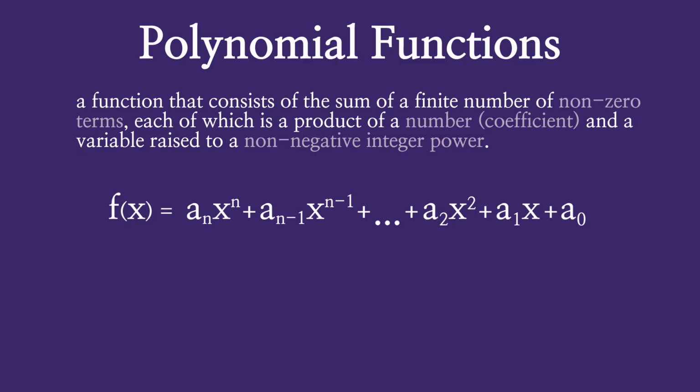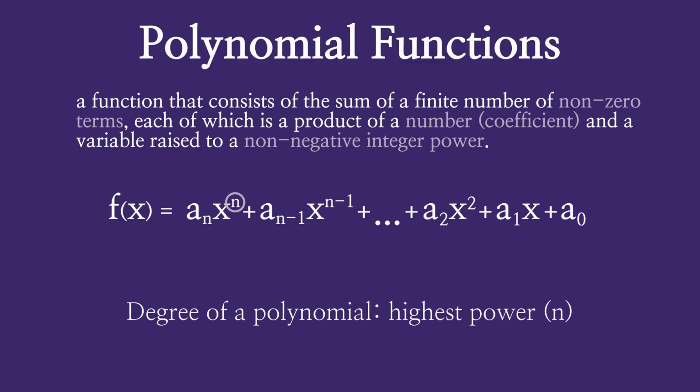If we look at the leading term, we can see a term consists of a number or coefficient and a variable or input value which is raised to a power n, which cannot be less than 0. n represents the highest power or the degree of a polynomial, and all subsequent terms will have variables raised to lower powers.